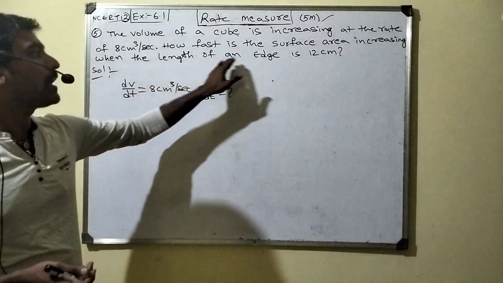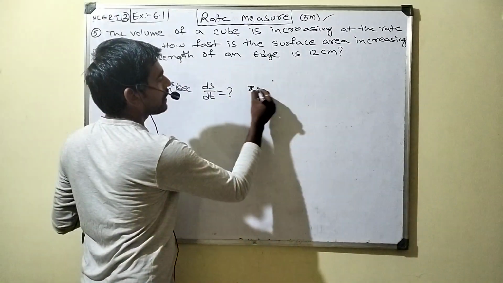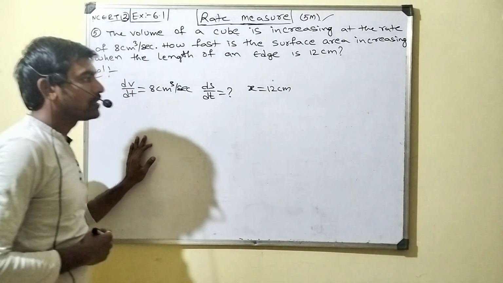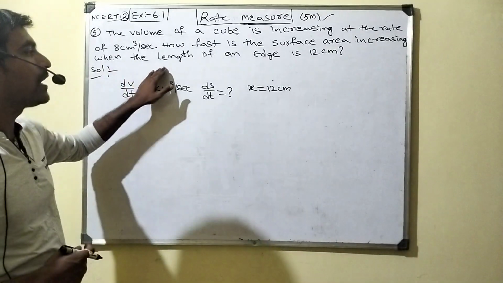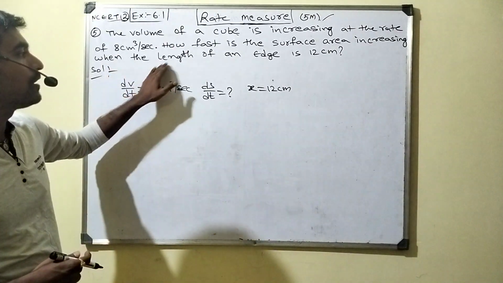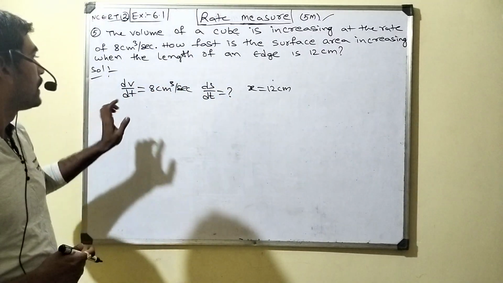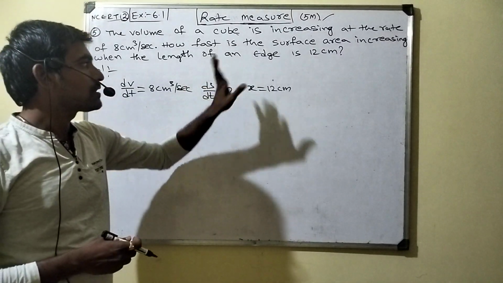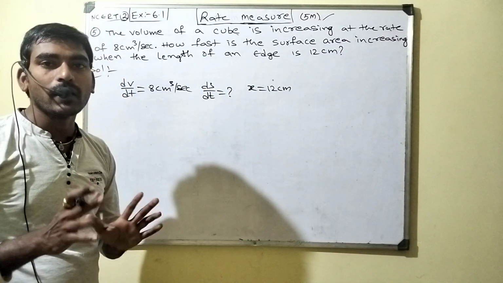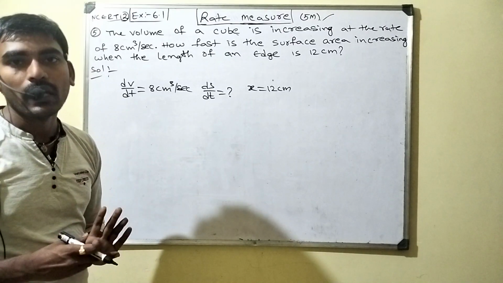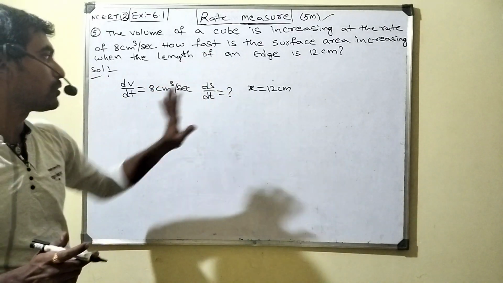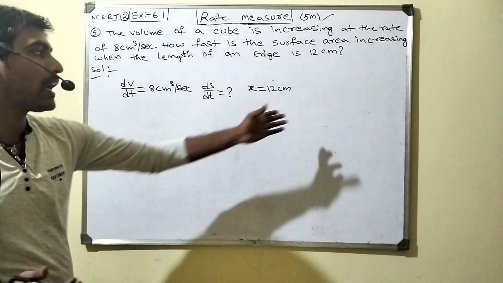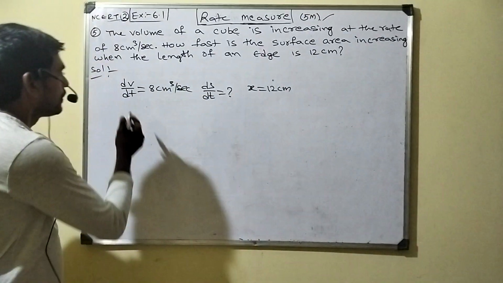And when the length of an edge is 12 centimeters, let me consider the length of an edge as x. X is given as 12 centimeters. Better you write here: let x be the length of an edge, V be the volume of the cube, and S be the surface area of the cube at any time t. Write that story. Then I have collected the data. Now let me use the formula.